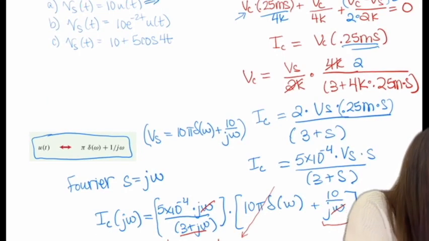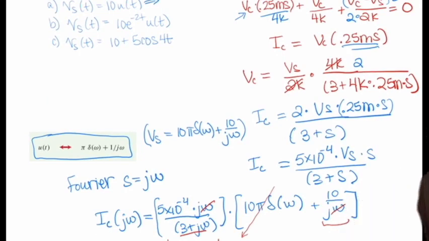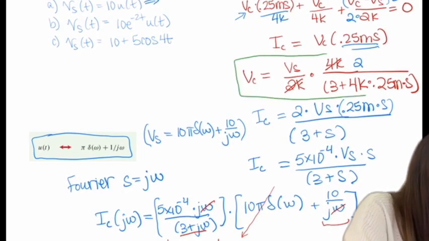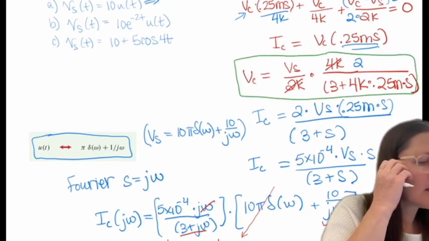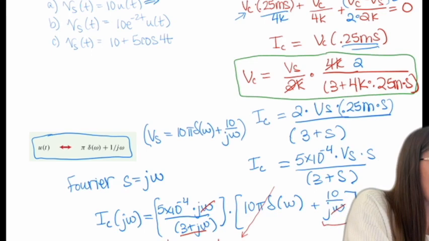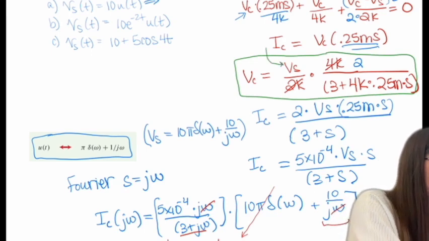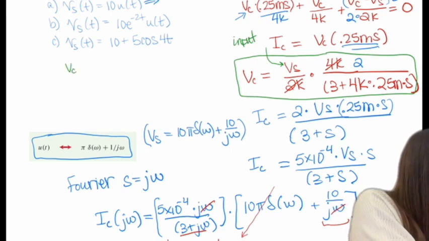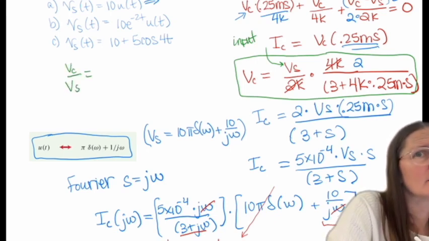And so that would be this one. Find a different color. So here is your VC equation, and then your input would be considered VS. And so you would just divide over the other side, so you would have VC over VS.